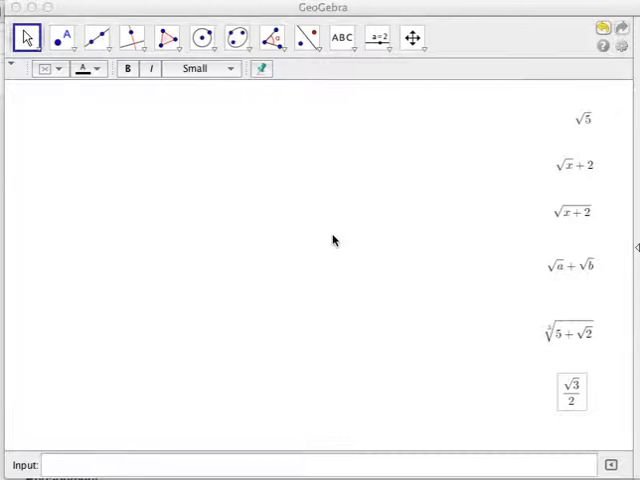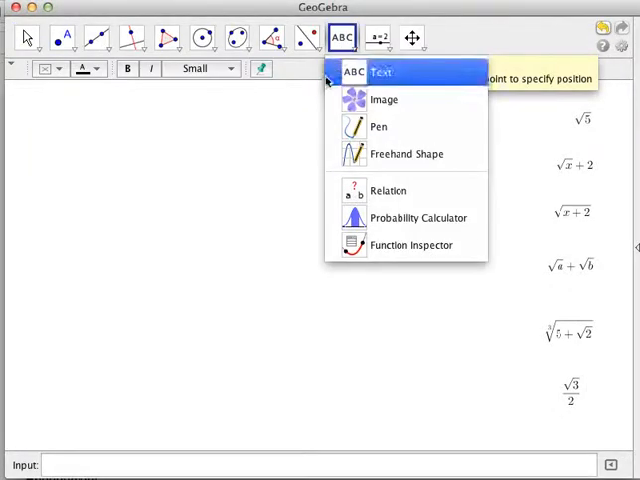So let's start. The first is square root of 5. How do we write square root of 5? Again, we're using GeoGebra here because GeoGebra is easy to use, and you can preview the LaTeX output immediately.